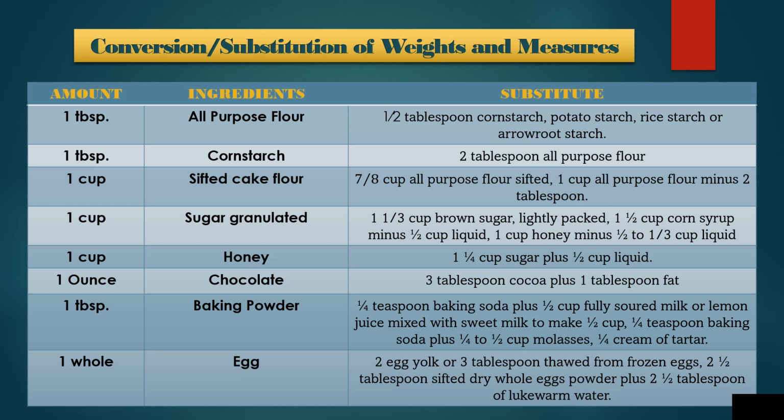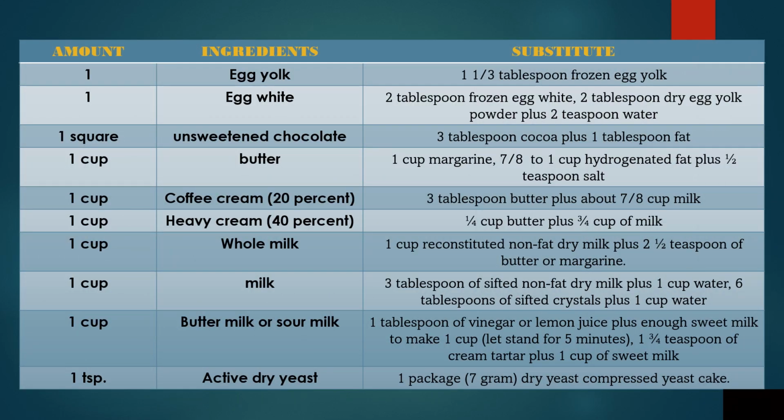And then next natin, 1 egg yolk, pwede natin siyang i-substitute into 1 and 1/3 tablespoon frozen egg yolk. And then 1 egg white, pwede natin siyang i-substitute sa 2 tablespoon frozen egg whites or 2 tablespoon dry egg white powder plus 2 tablespoon of water. And then 1 square unsweetened chocolate, pwede natin siyang i-substitute sa 3 tablespoon of cocoa plus 1 tablespoon fat.